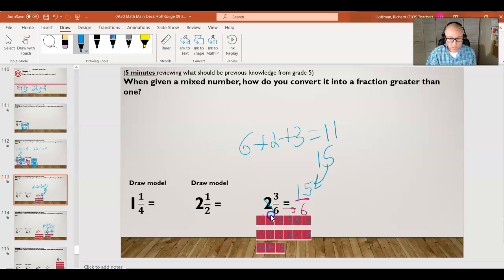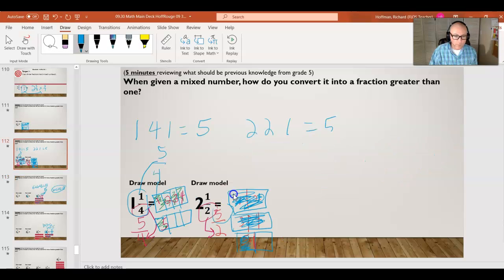2 times 6 is 12, plus 3 is 15. It works! 2 times 2 is 4, plus 1 is 5. And on this one, 1 times 4 plus 1. 1 times 4 is 4, plus 1 is 5.